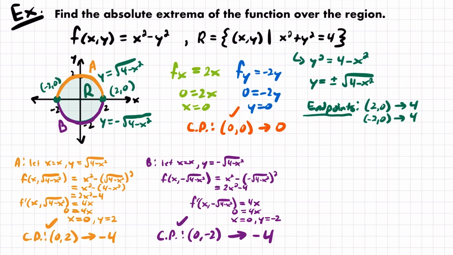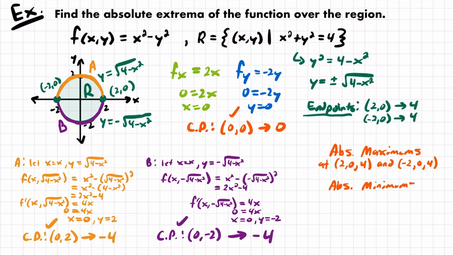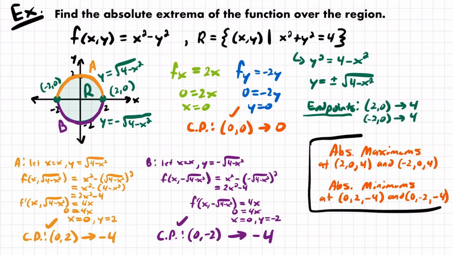So my final answer here is this. We have 2 absolute maximums at the points 2, 0, 4, and negative 2, 0, 4. And then we have 2 absolute minimums at 0, 2, negative 4, and 0, negative 2, negative 4. All right, that is the final answer to this example. Let's take a look at one more for this video.